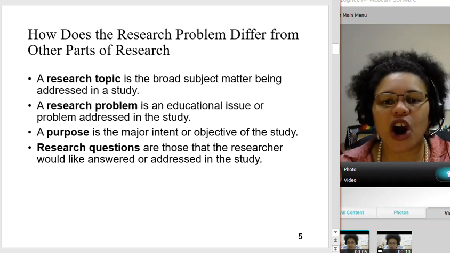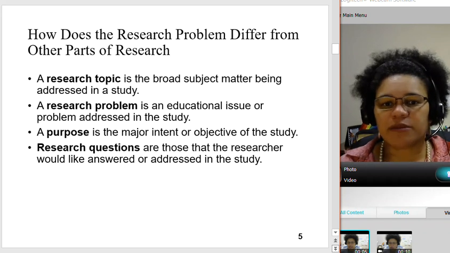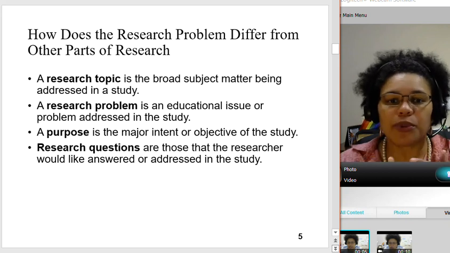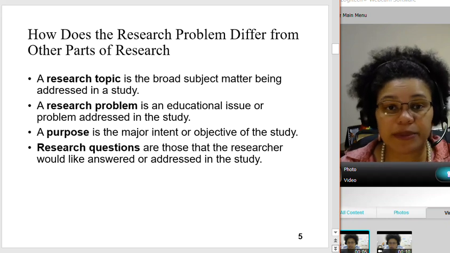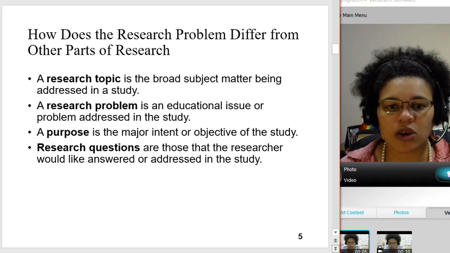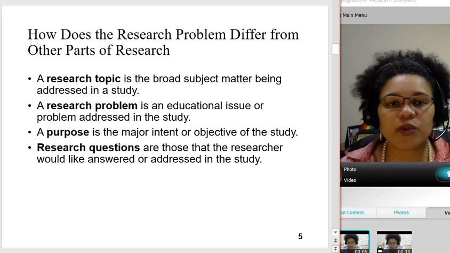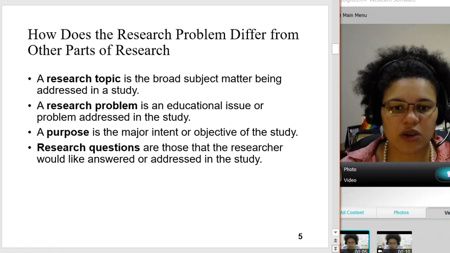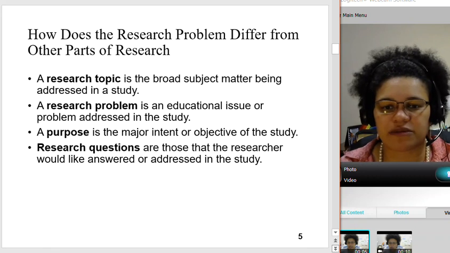Now, there are other parts that you're going to find in an introduction to a study. You're going to find the research topic, or the broad subject matter that's being addressed in the study. The problem is this educational issue or problem. A purpose is the intent or the objective of the study, and then the research questions are those specific things that the researcher wants to know. The specific questions that the researcher would like answered.